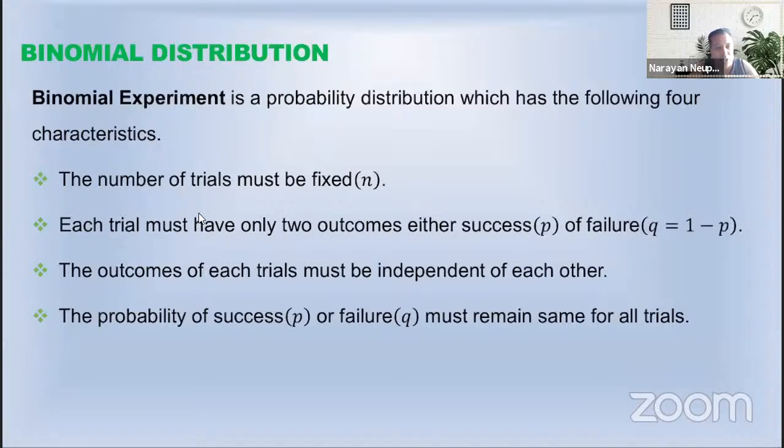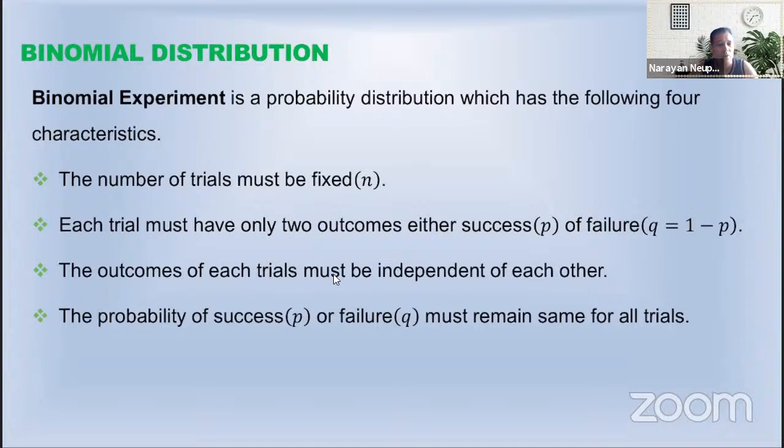The second one is each trial must have only 2 outcomes, that is either success or failure. So if you are trying to guess the answer for 5 of those questions, then what happened is you may make it right or it will be wrong. So there are only 2 outcomes, whether you'll make it right or wrong. Okay, you'll have the probability of making a success or failure.